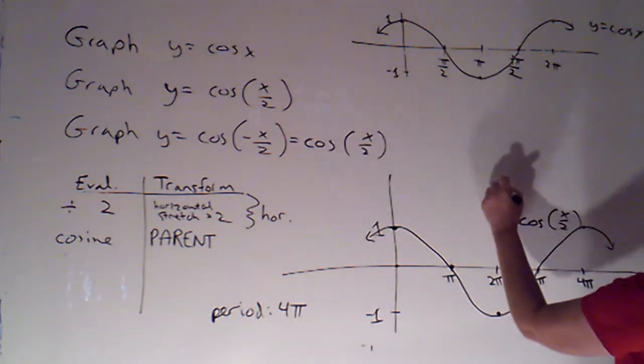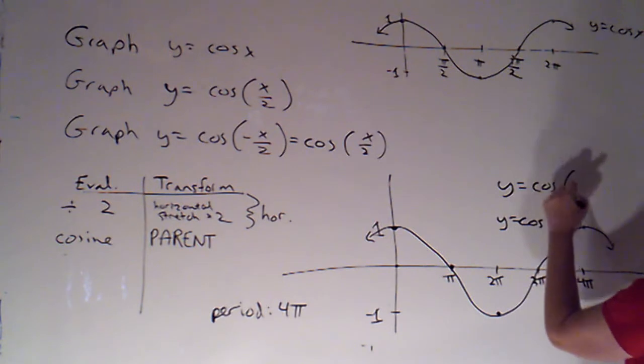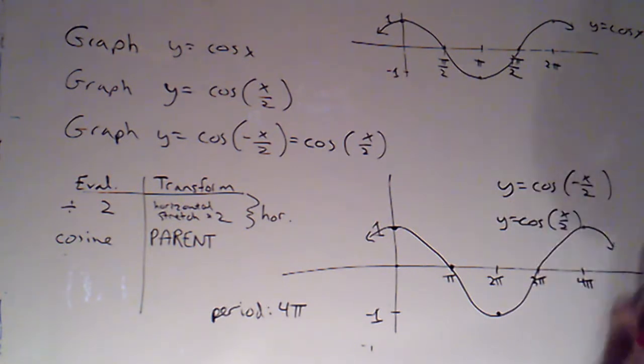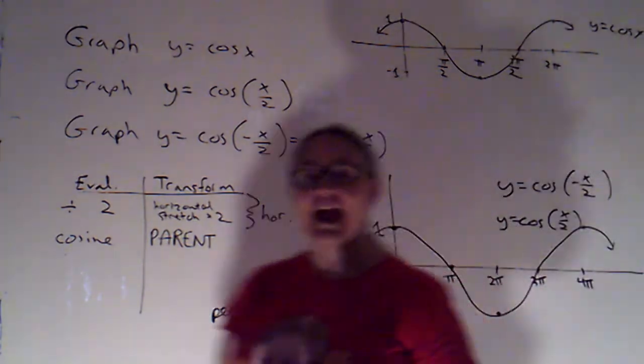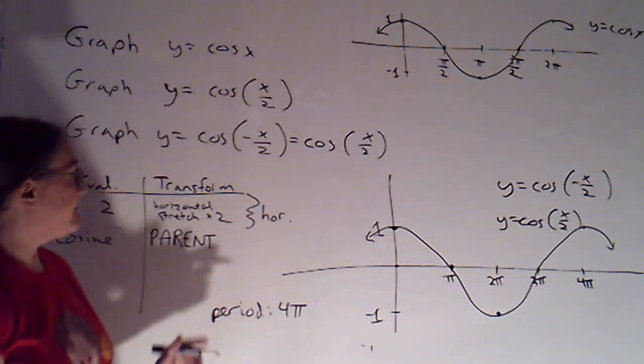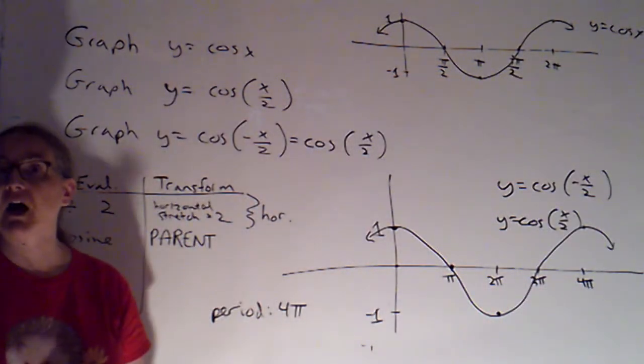So I labeled this as y equals cosine of x over 2. I can also label it as cosine of negative x over 2. Those graphs are exactly the same, and they both have a period of 4 pi.